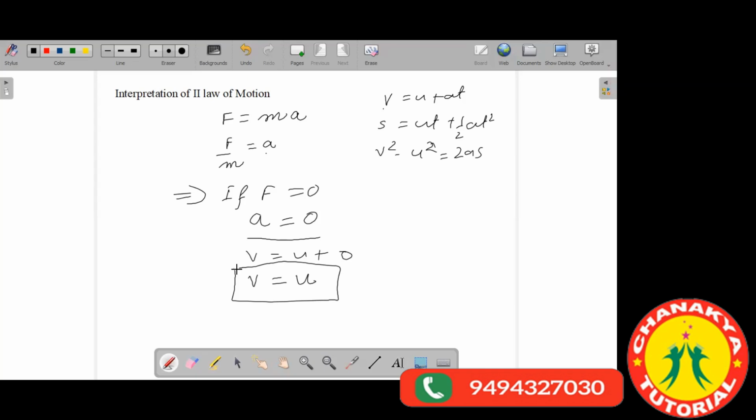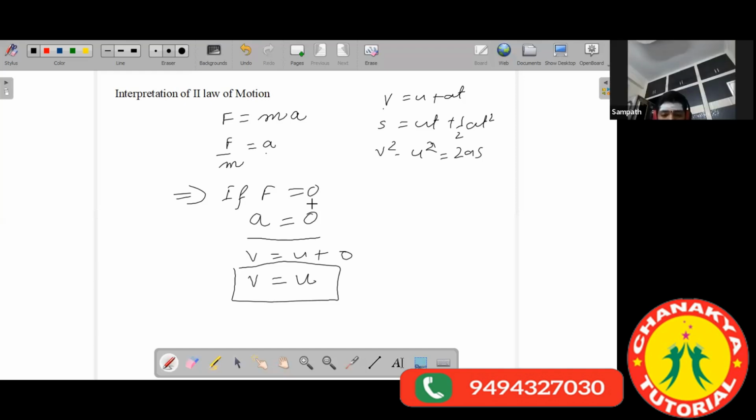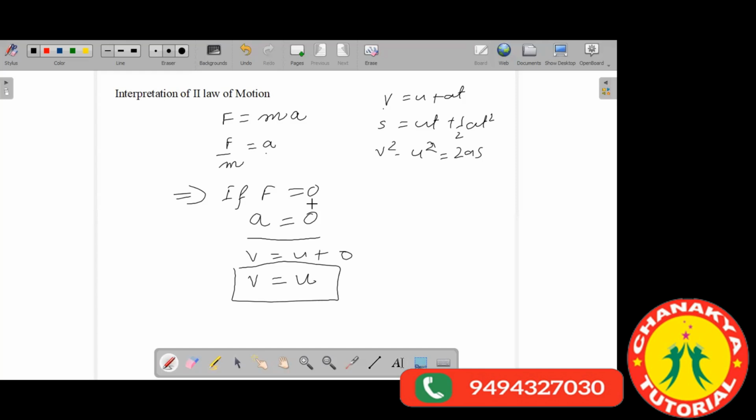The first law of motion stated that if there is no external force acting on an object, the object will continue with uniform velocity, or it will continue to be in its state of rest or of uniform motion, unless acted upon by an external unbalanced force. So here it is proved from the second law of motion. If the initial velocity is equal to the final velocity, then we can say that the net force is zero.